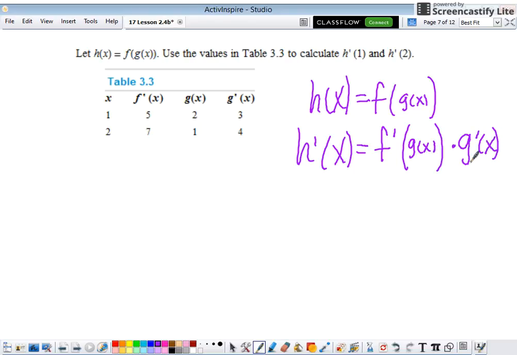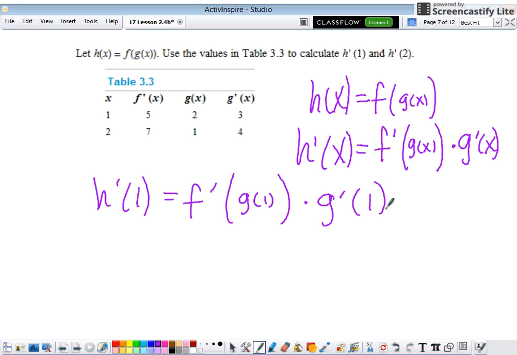Now if you look on your pink derivative sheet, this is exactly what the chain rule says. It says if you want to take the derivative of f of g of x, it's f prime of g of x times g prime of x. Okay, now if I want to find h prime of 1, I'm going to get the numbers that I need from the table. Now for some reason this confuses people. I'm going to go ahead and plug this in and then I'll show you where the numbers come from.